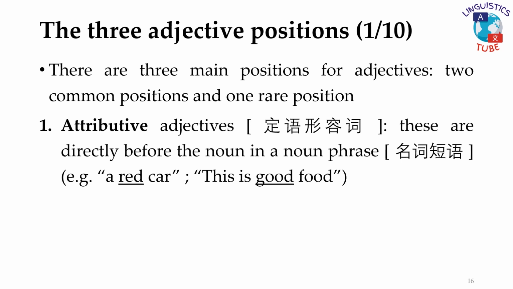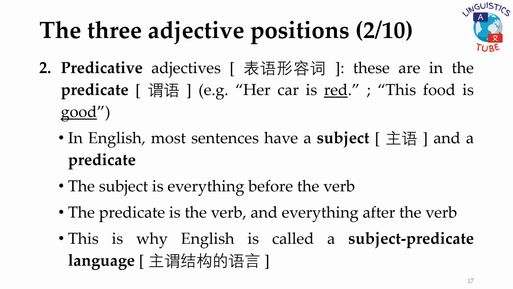Adjectives which are directly before the noun, such as good in the sentence, "This is good food," are called attributive adjectives. In the second common position, the adjective appears in the predicate. The predicate is a part of essentially every English sentence. In fact, almost all English sentences have two parts. Firstly, a subject. Secondly, a predicate.